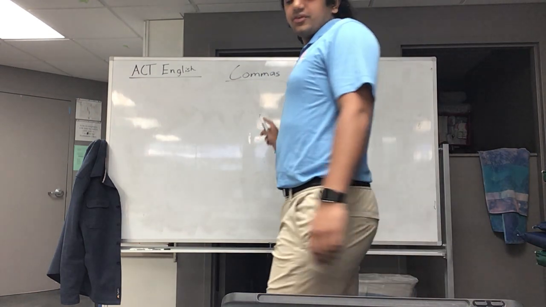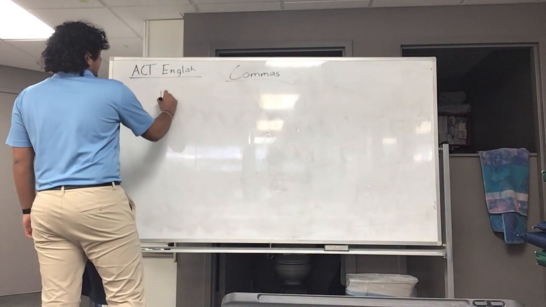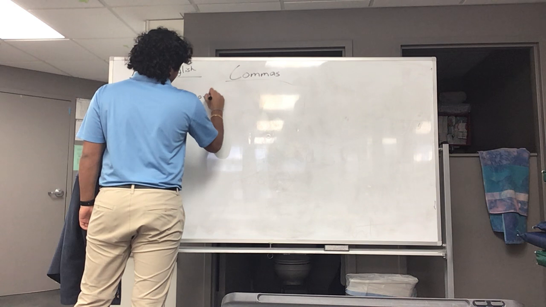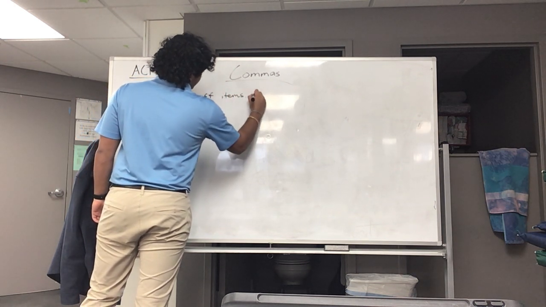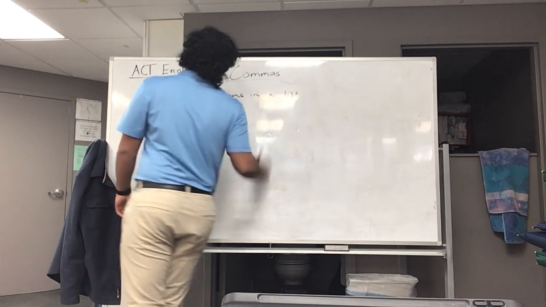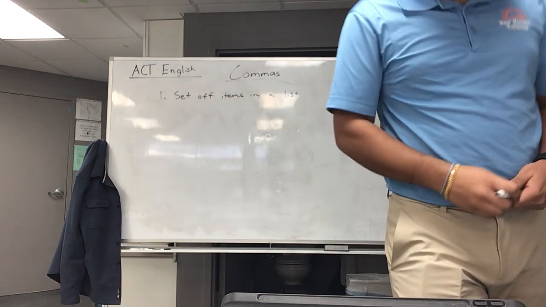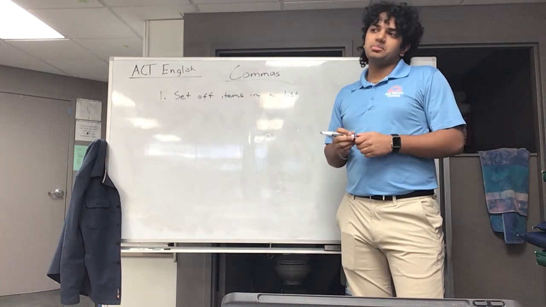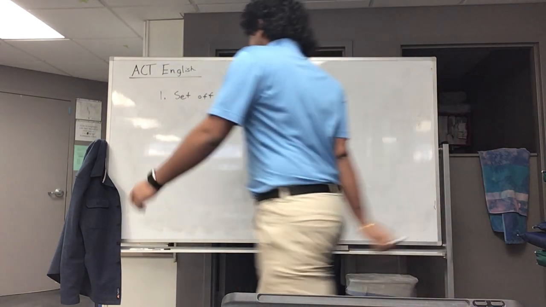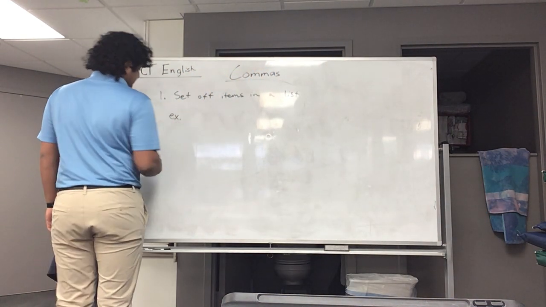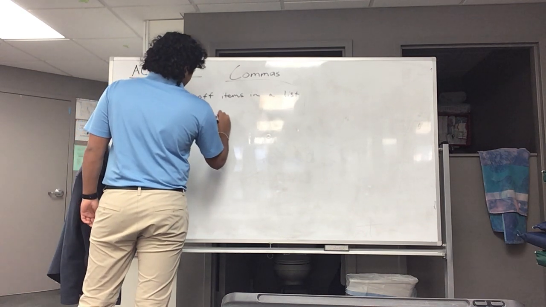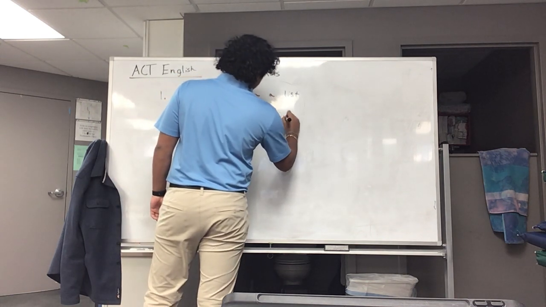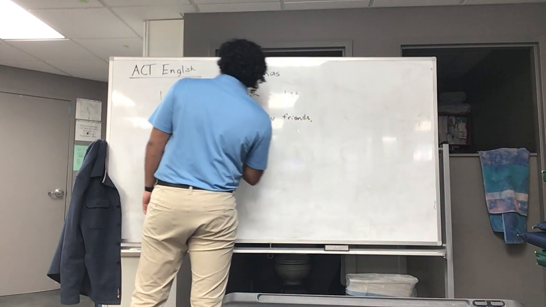Okay, let's start with the first rule. The first rule says that commas set off items in a list. The rule is that commas set off items in a list. This is one of those that you probably learned since you were little kids. I'll throw in examples on all of these. So one of them, let's say for this one, would be: I love cooking, my friends, and my family.